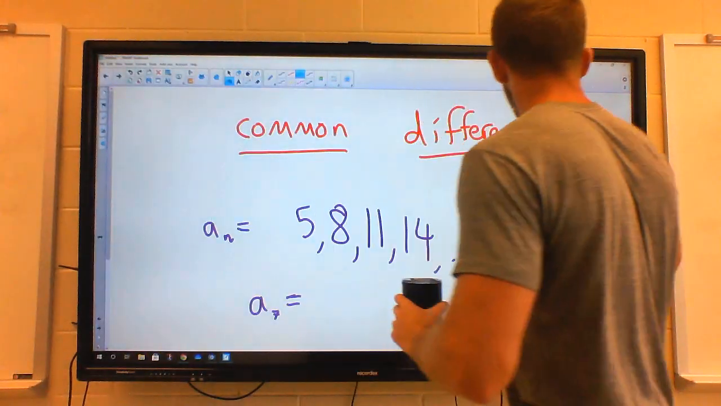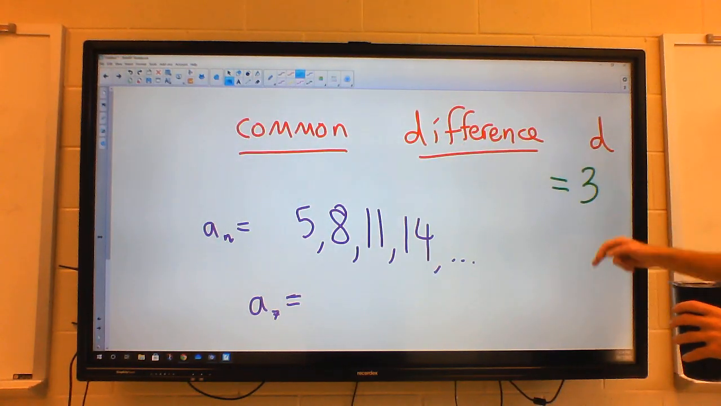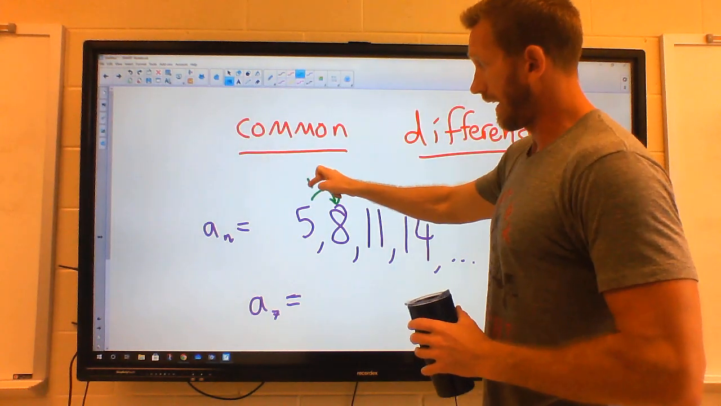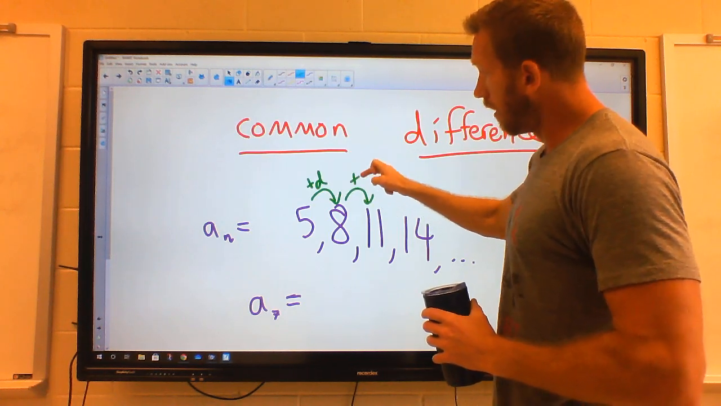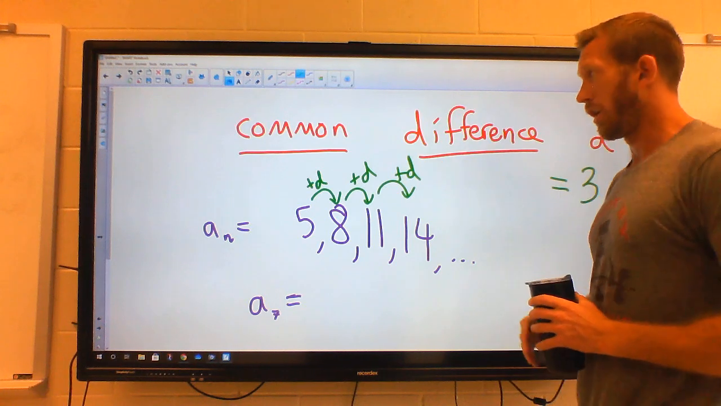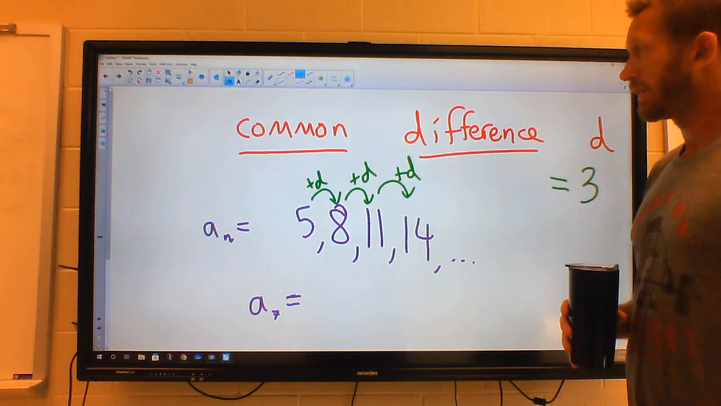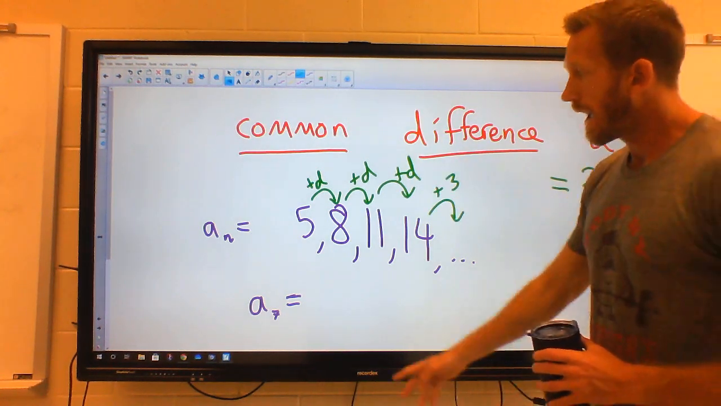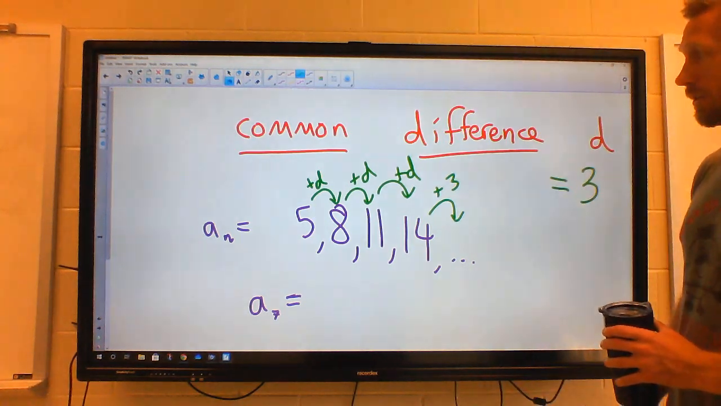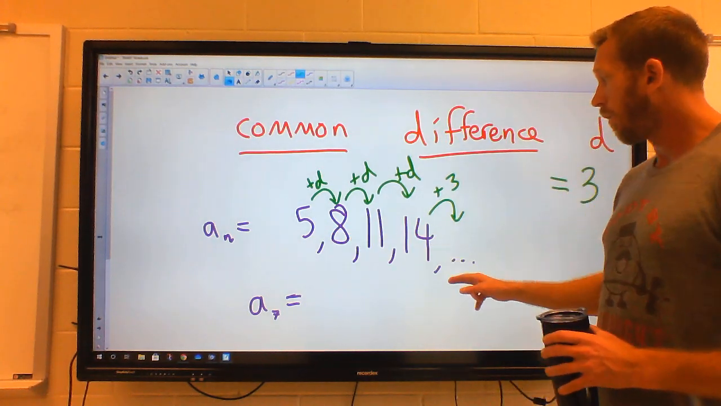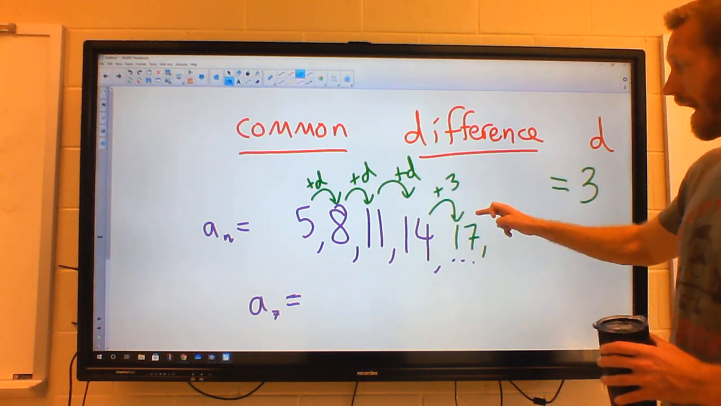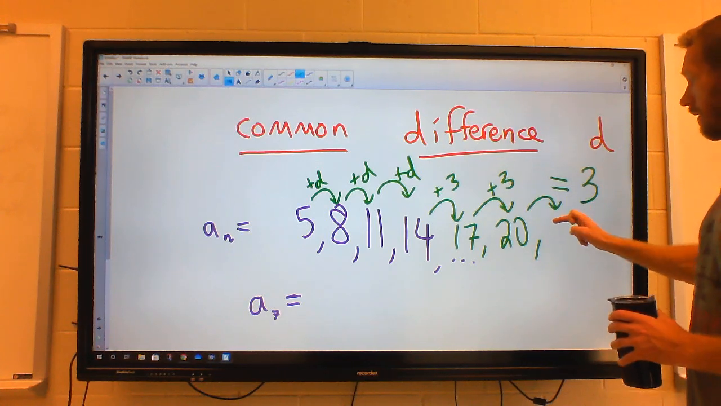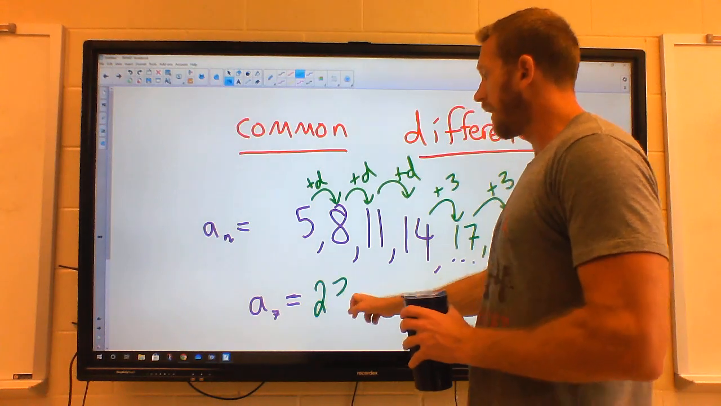Notice that the common difference is 3. Our common difference is basically what we are adding from one term to the next. So we're always adding a common difference from term to term to term. For example here, we're adding 3 every single time. So now I actually could predict what the 7th term in my sequence is, because I know the 1st, the 2nd, the 3rd, the 4th. I can plug in the 5th by adding 3. I can plug in the 6th by adding 3. And then I can plug in the 7th by adding 3. And all of a sudden I know what the 7th term is.